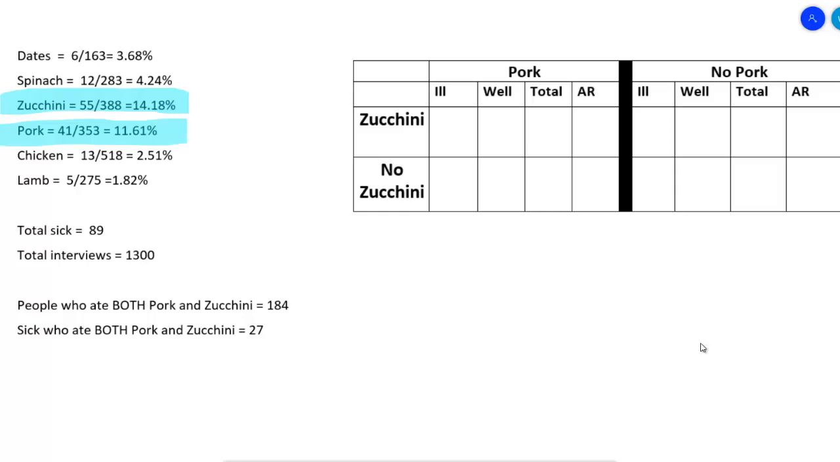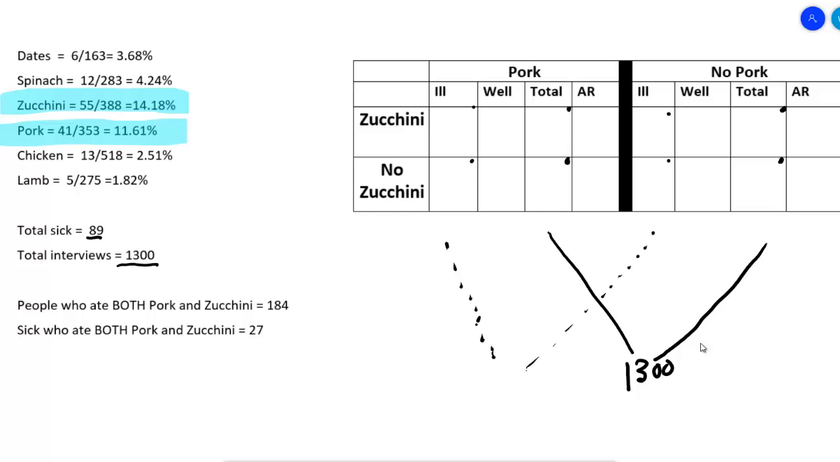First, we need to understand that there were 1,300 total people. Well, the totals are represented here, here, here, and here. I like to draw a little line that helps me understand that those total numbers are going to equal 1,300. We also know that 89 people are sick. That's going to be this group, this group, this group, and this group. So again, I'm going to kind of keep track that those two totals are going to be 89 people.